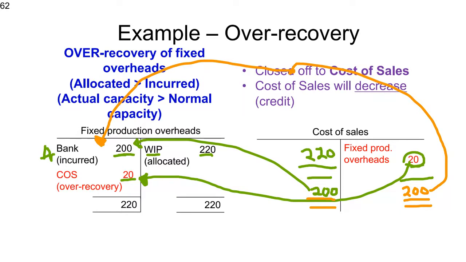Can you see that in both examples the final situation is the same? The final situation is for cost of sales to equal what was actually incurred. We just have to pass that journal entry to make sure that happens. That's what under and over recovery means. Okay, questions now, guys. Everybody on the same page? Everybody understands?